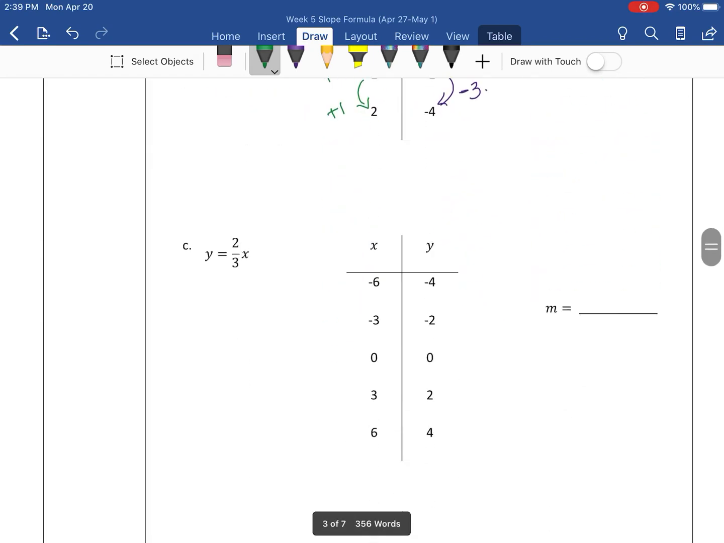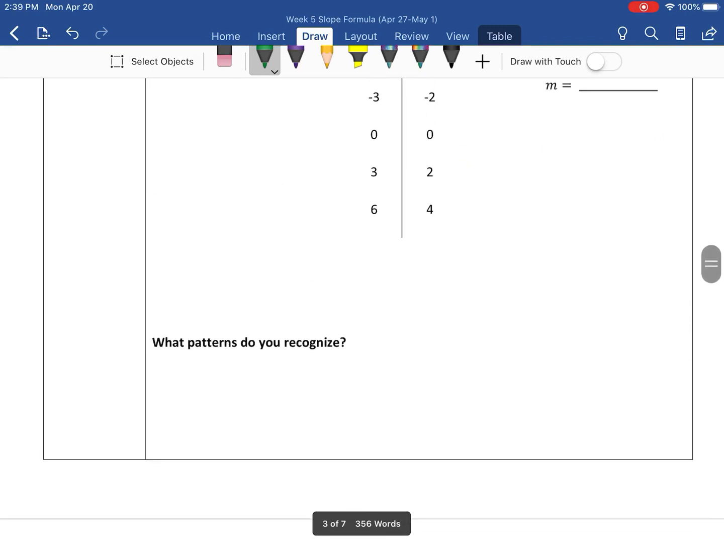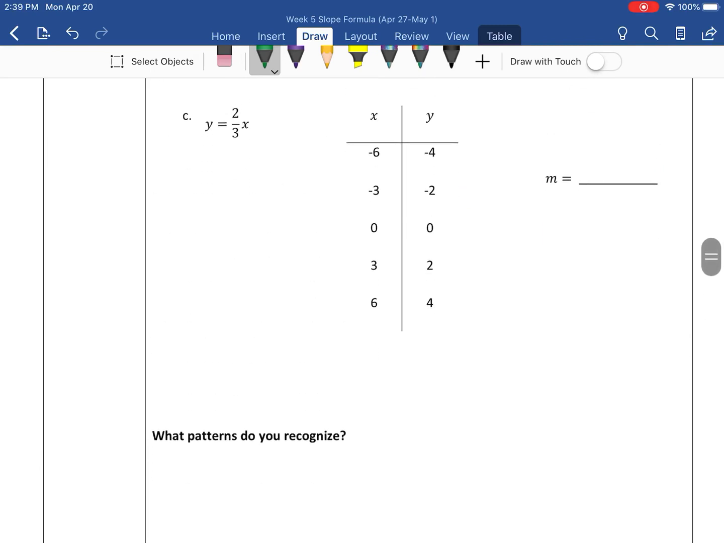That's our slope. Now, it'd be a good idea to pause and see if you can do this next one for yourself. So here's our rise, here's our run. Well, -4 to -2, we'd add 2. -2 to 0, we'd add 2. 0 to 2, we'd add 2. 2 to 4, we'd add 2.